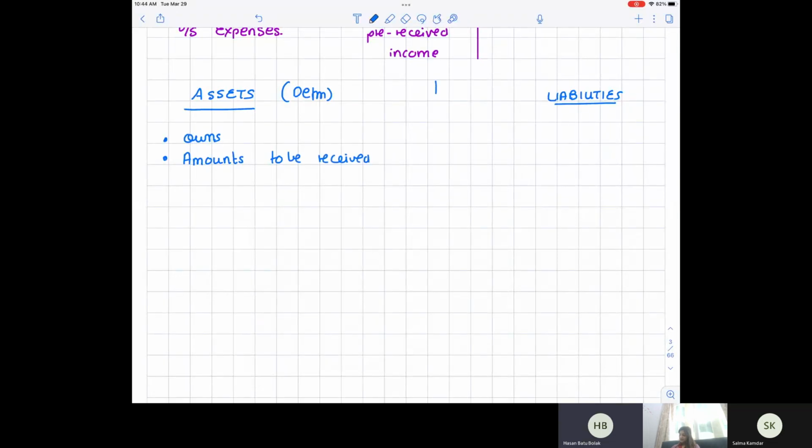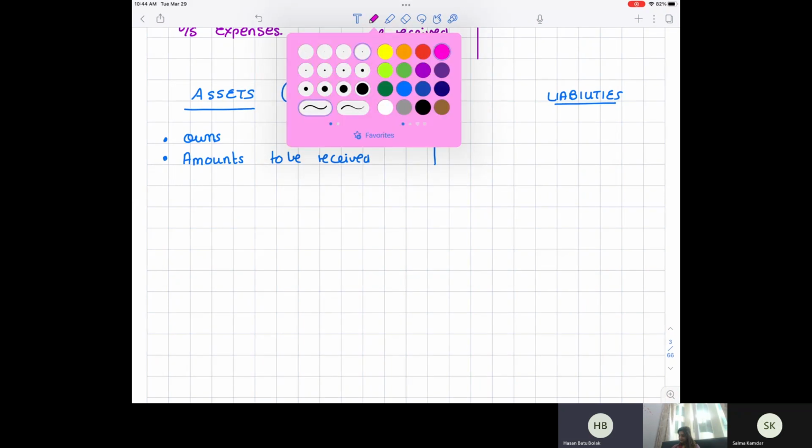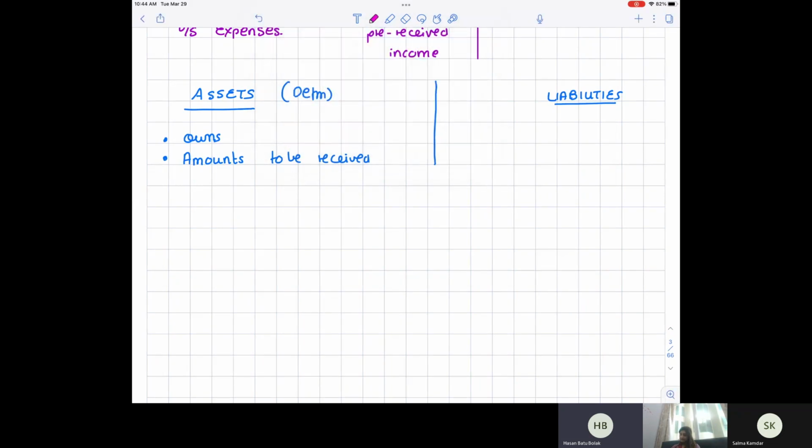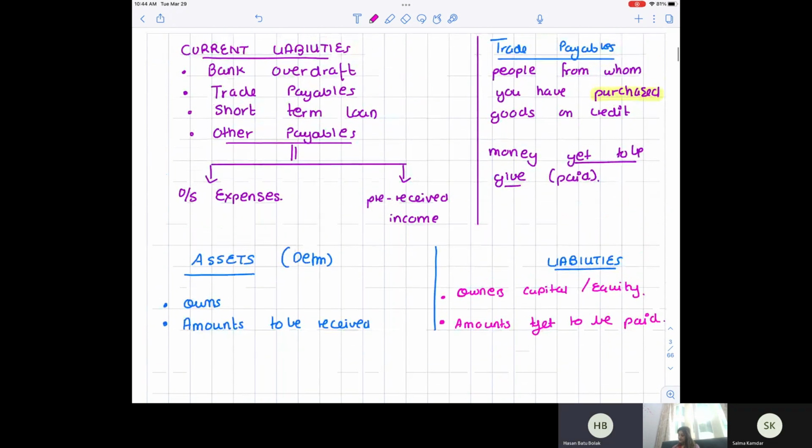If I ask you the definition of liabilities? Liabilities is the amount yet to be paid by the business. And the owner's capital? Yes, the capital. Capital is also called owner's equity. Okay. What is the definition of trade receivables?